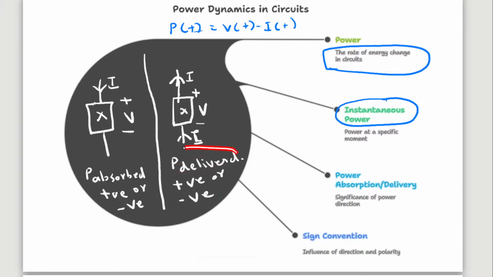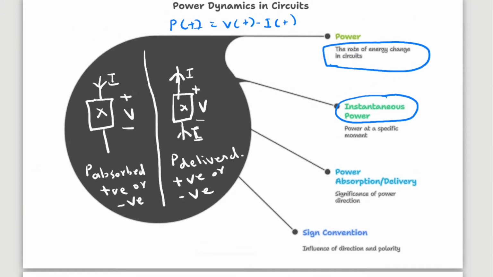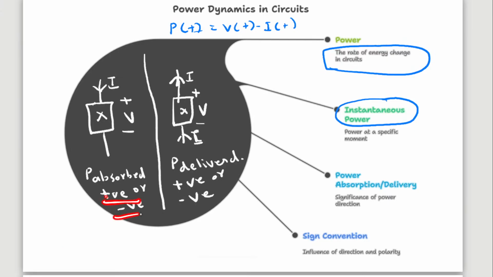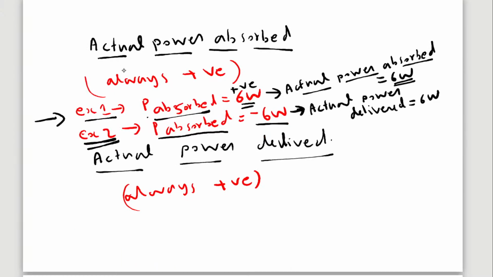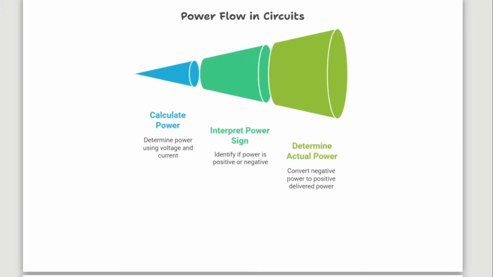I think you got the idea here. The power delivered can be either positive or negative, but actual power delivered or actual power absorbed is always positive. So convert that negative into positive by changing delivered into absorbed and absorbed into delivered. I think the concept of power is clear to you.